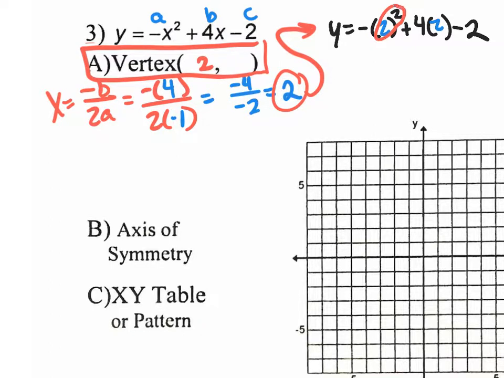Exponents first, 2 squared gives you 4. Of course, the minus sign comes right down and it becomes a negative 4. And then you have the 4 times 2, that's positive 8. And this minus 2, just bring it down. So from left to right, negative 4 plus 8, that's 4. And 4 minus 2 equals 2. So the y value of the vertex, that's what we just found right now. It says y equals, that's what it is, y equals 2. So the y value of the vertex is also 2.